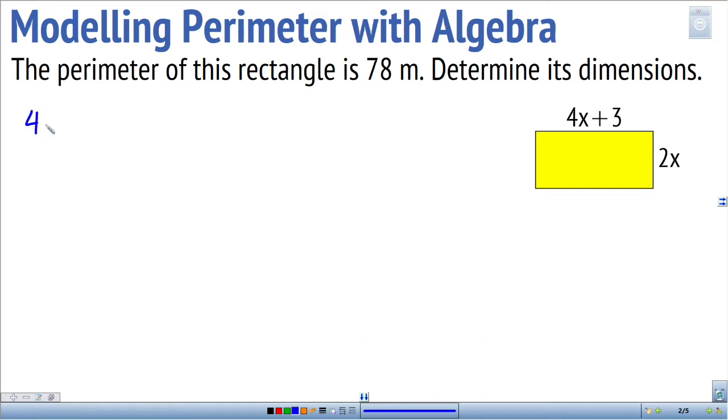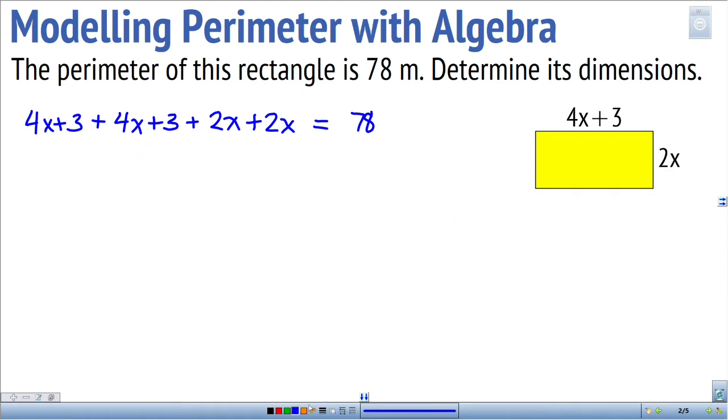I'm going to say 4x plus 3, plus that same side again, because there's 2 sides, right? There's one on the top and one on the bottom. I can add now 2x, which is that side, and then I can add another 2x on the other side. That will equal 78. Now you could have also said it's 2 times this plus 2 times the width, and that should also equal 78. There's different ways to model this particular problem. This is just one option.